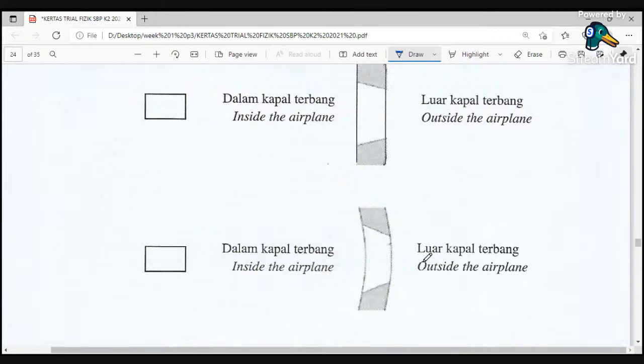Okay, this one we need to look at the shape. Which one is suitable? Either the flat one or the curved one. Okay, this is inside, this is outside. So for this case, we will choose the one which is curved. What is the reason?